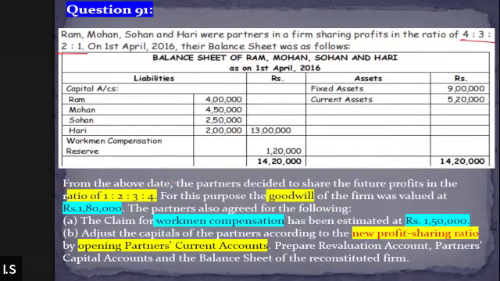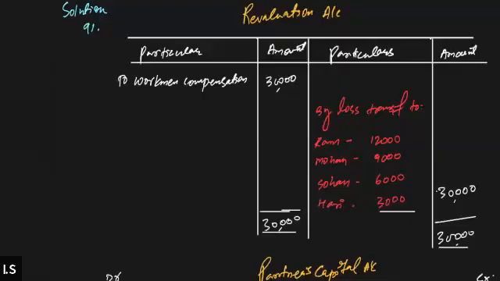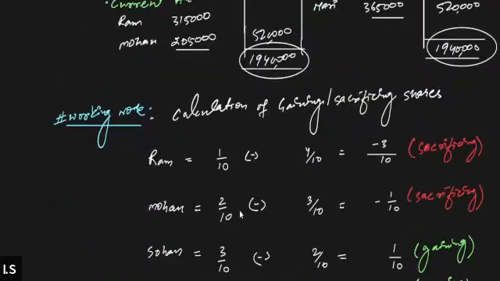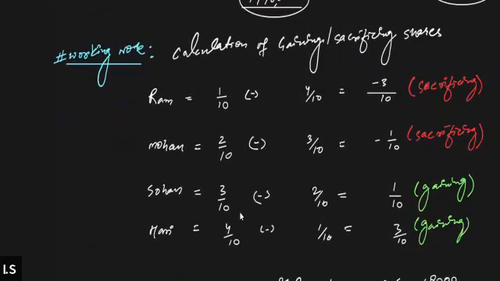So first of all, as we already know, in order to pass the general entry regarding the adjustment of the goodwill, we need to find out the gaining and sacrificing share. So let's do that. First of all, we need to find out the gaining and sacrificing share. So see, this is how we will be finding out the gaining and sacrificing shares of the partner.